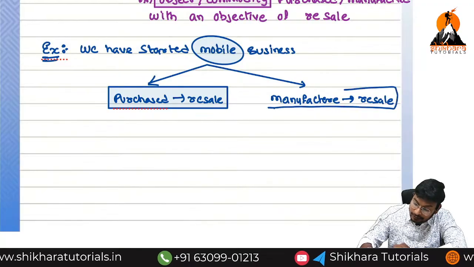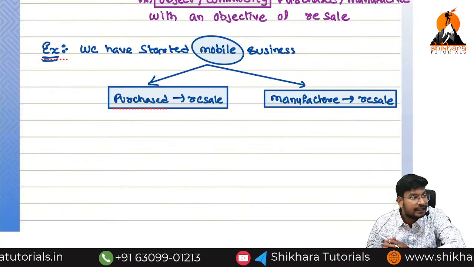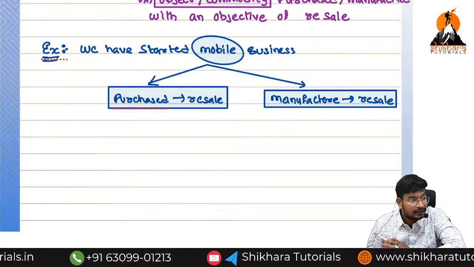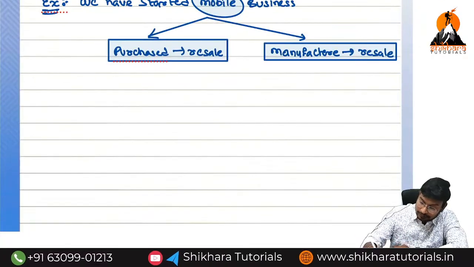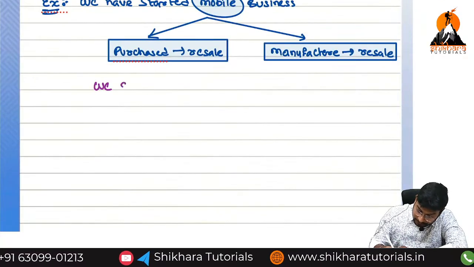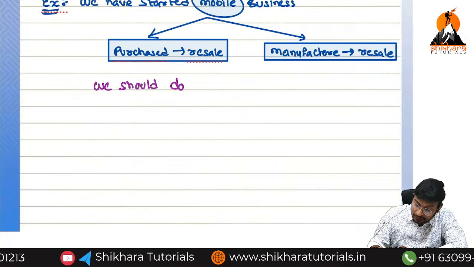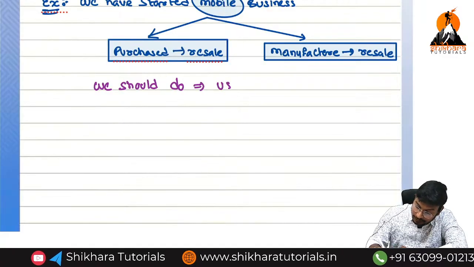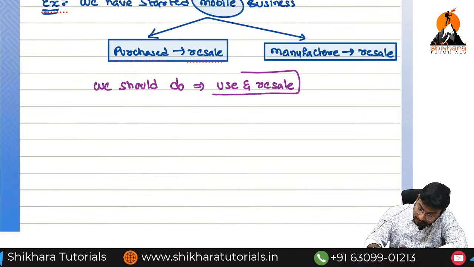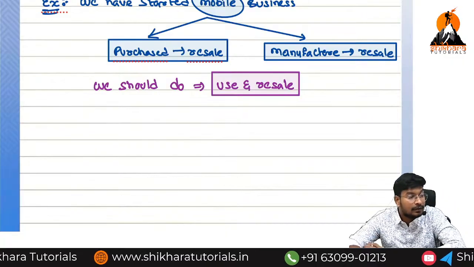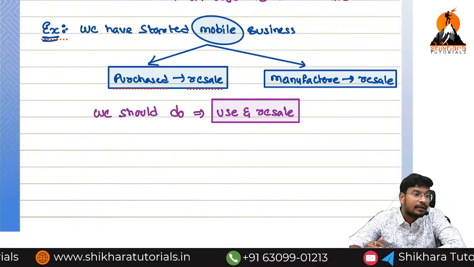But what we should not do: after using, we cannot sell the particular item. If after using we are selling, it is called an asset. So we should not do use and resale. Imagine in the mobile shop we are having second hand mobiles. What does second hand mobile mean?